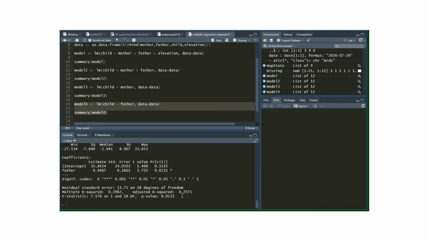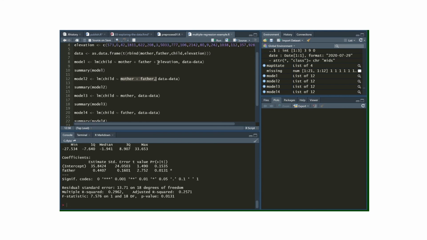We see the R-squared is 0.26. Father is significant on its own, but again, well below 0.55. So with mother and father on their own, you get values between 0.25 and 0.30. When you add mother and father together, it jumps up to 0.55. And when you add the made-up variable elevation, it only jumps up to 0.57, so we would choose as our final model, model 2, which is mother and father.